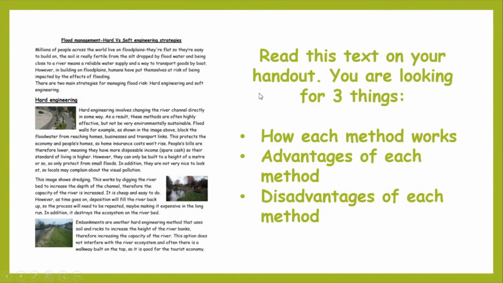And what I'd like you to do is 3 things. Try to identify how each method works, what the advantages of each method are, and what the disadvantages of each method are. Whether you want to use 3 different highlighters or 3 different coloured pencils to underline or whatever, go through the text and pick out the main points. How do they work? Upsides, downsides. Pause the video now and do that, please.